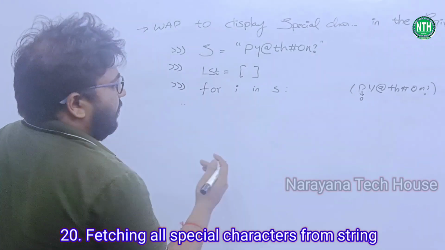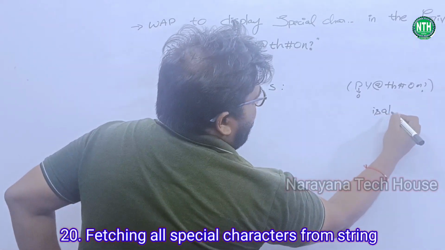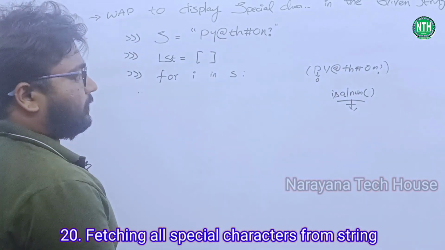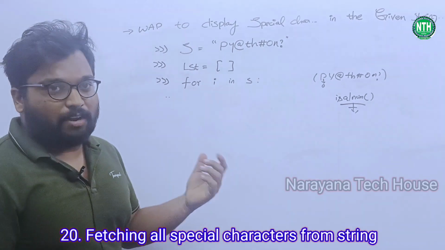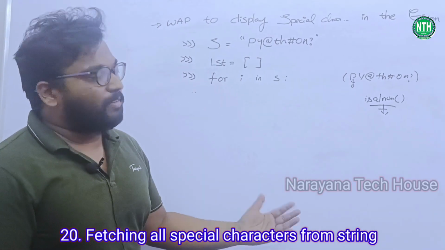For that, we have one function, that is isalnum, which means alphanumeric. If the character is an alphabet or digit, it will give a true value, otherwise it will be false.